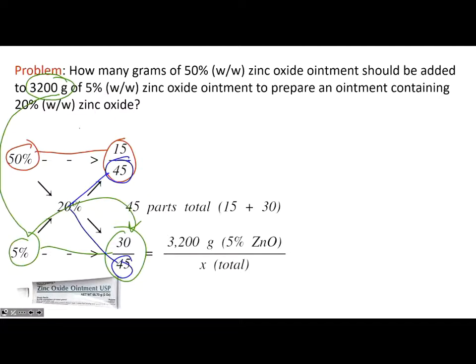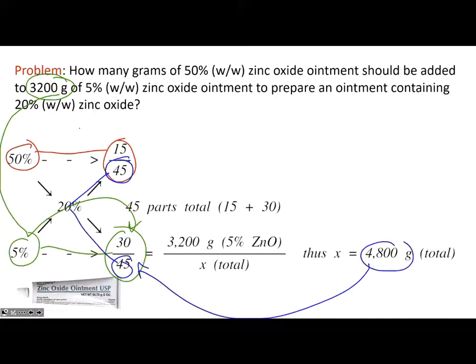And when we solve for x, x will represent the what? The total, the 45 value. And we said the 45 represents the 20%. It's the total amount that we make. So solve for that. What is essentially 3,200 times 45 divided by 30? If you do that math, if you solve for x, you find that x equals 4,800 grams. All right? What does that 4,800 equal? That 4,800 equals the 45 parts. Okay? So 4,800 grams represents the 45 parts.